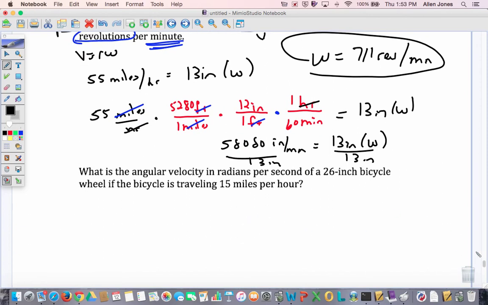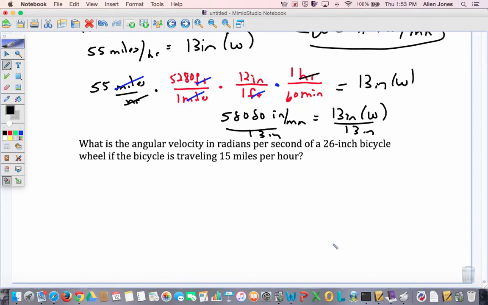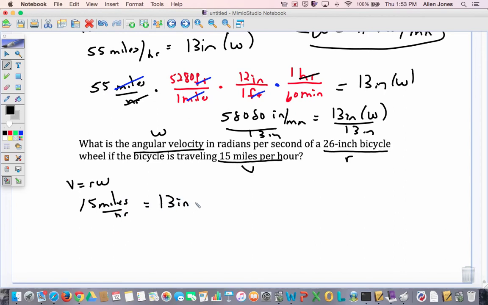Okay, so let's move on here and find our last problem. What is the angular velocity in radians per second of a 26-inch bicycle wheel if the bicycle wheel is traveling at 15 miles per hour? So 15 miles per hour is our linear speed. 26 inches is our diameter, so that will give us our radius. We're trying to find our angular velocity, or omega. So once again, we have V equals R times omega.